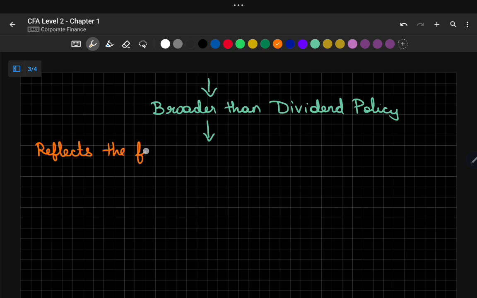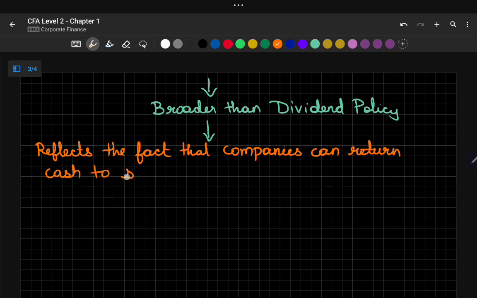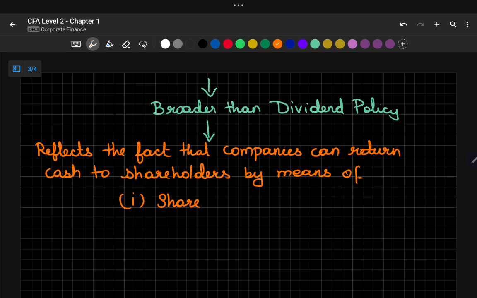So it reflects the fact that companies can return cash to shareholders by means of, what are the two ways to return cash to shareholders? First is share repurchase. So, repurchasing the shares back from the shareholders is a way to pay back the shareholders. And the second one is cash dividends. Okay. And the set of principles that guide share repurchase and cash dividends is known as payout policy.